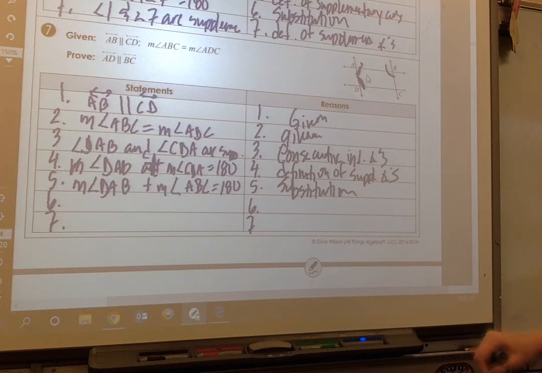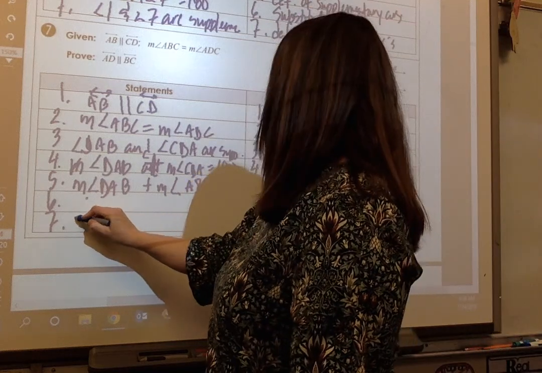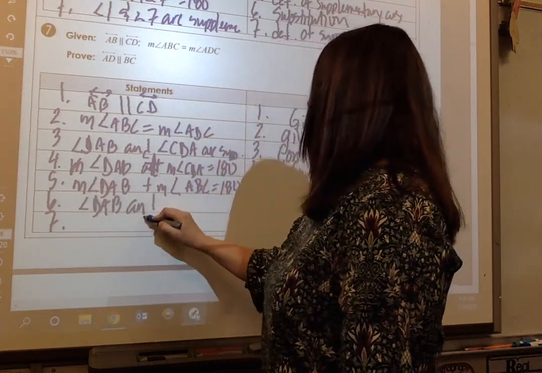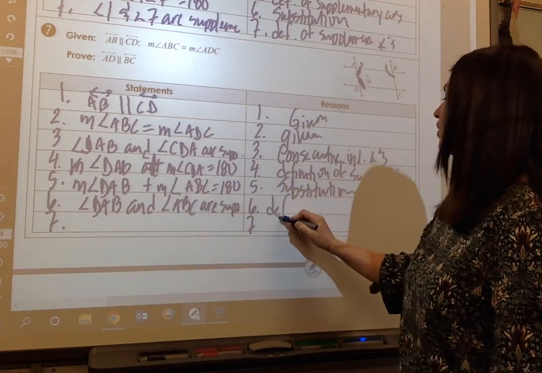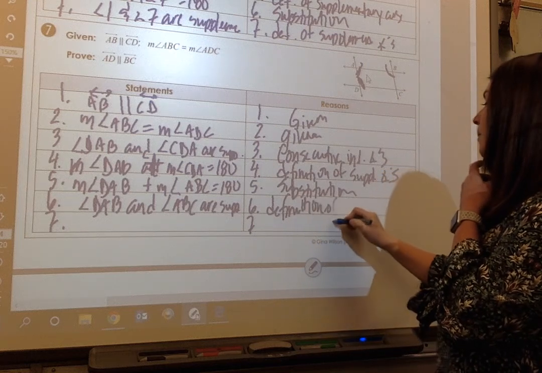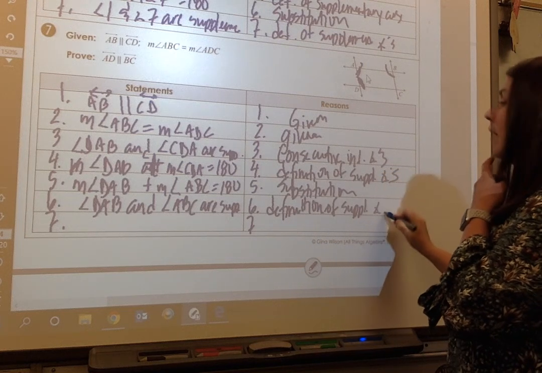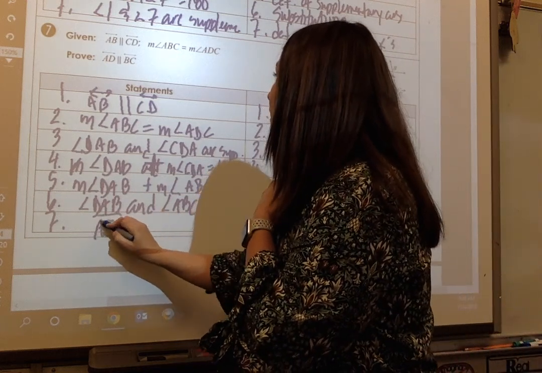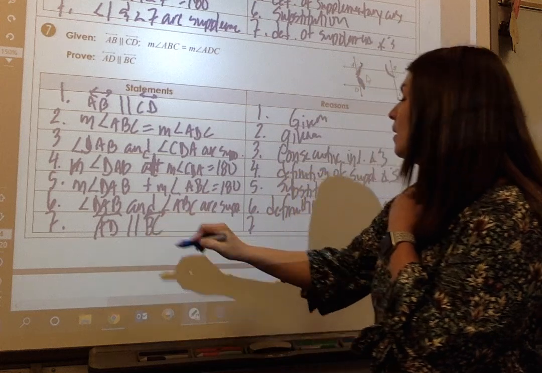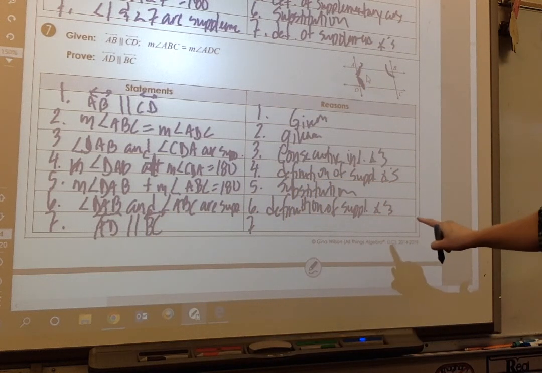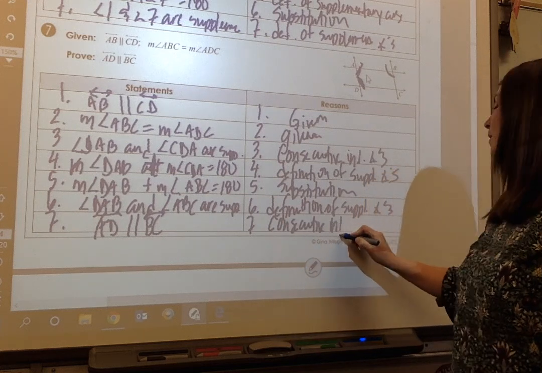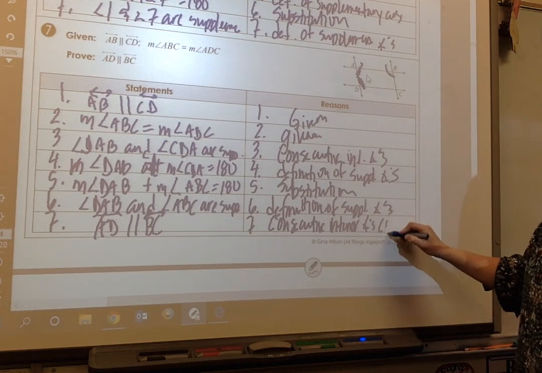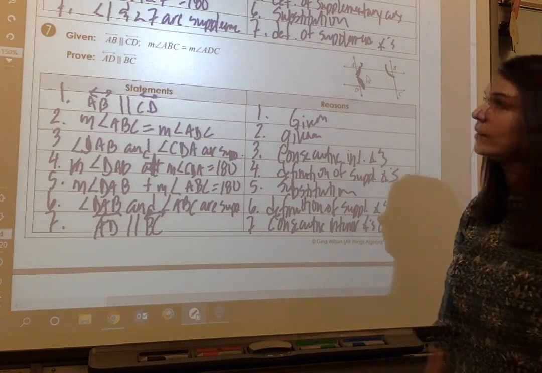All right, and then on 6, I can say that now DAB and ABC are supplementary angles, and that's definition of supplementary angles. And now I can say that AD is parallel to BC because of the converse statement of consecutive interior angles. Consecutive interior angles converse. Oh, that was ugly. All right.